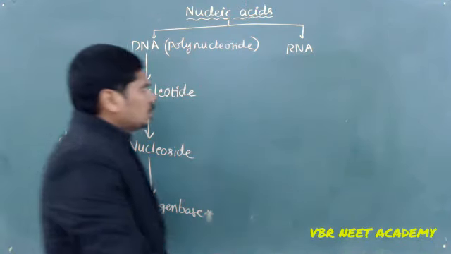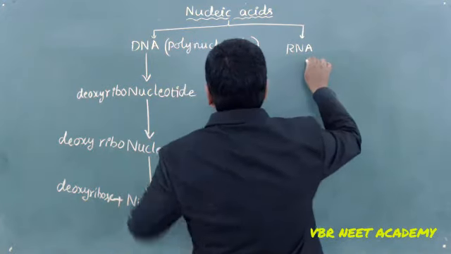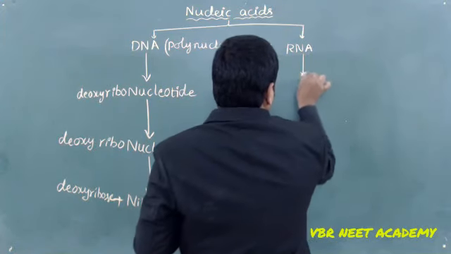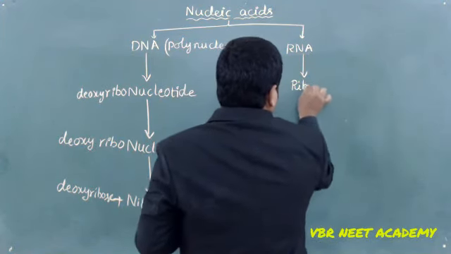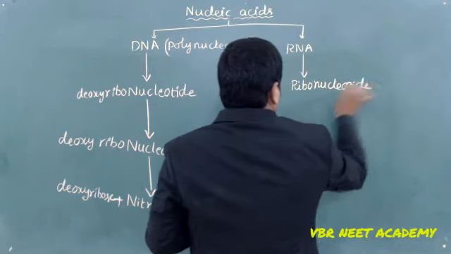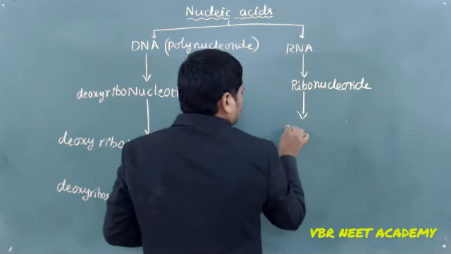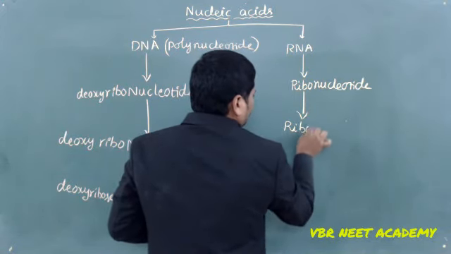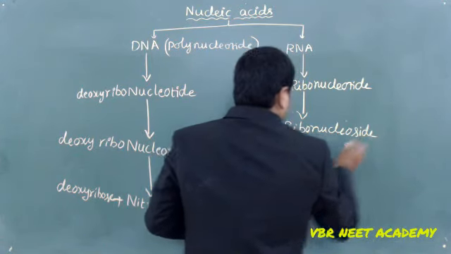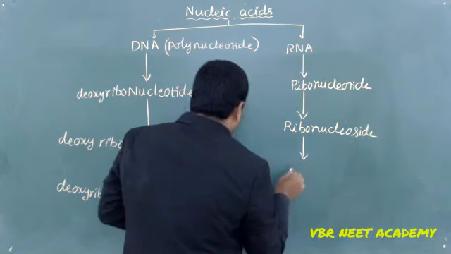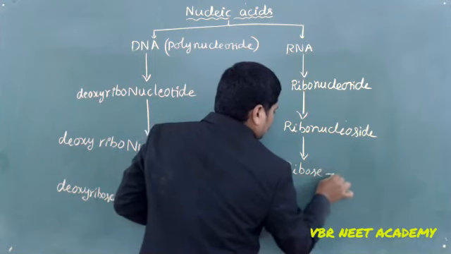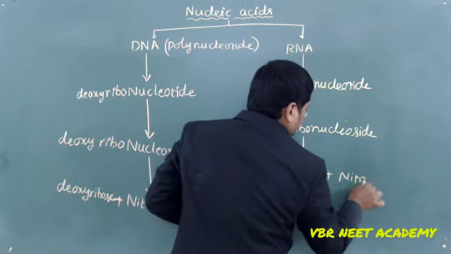Whereas RNA is also called a polynucleotide only. Now this is going to give ribonucleotide. I am going to get ribonucleotide. This is going to give ribonucleoside. So ribonucleoside is going to give you ribose sugar plus nitrogen base.